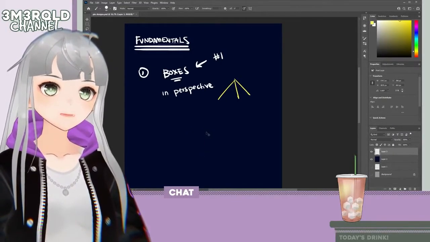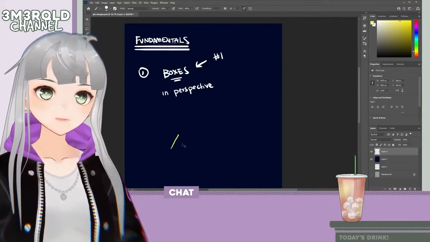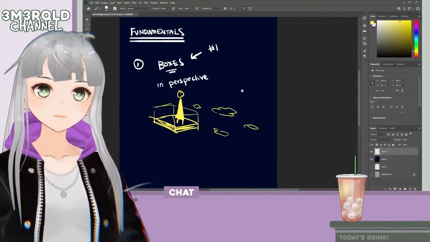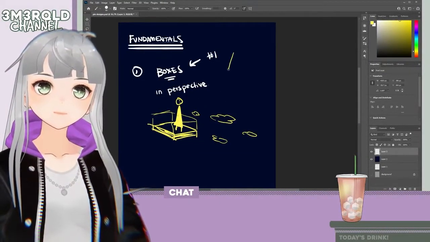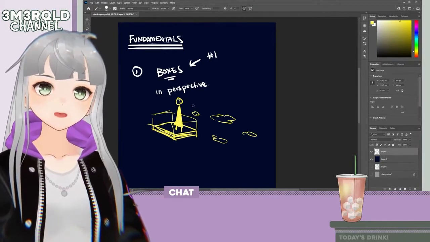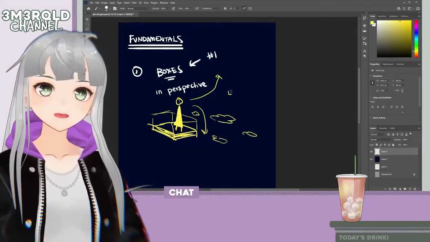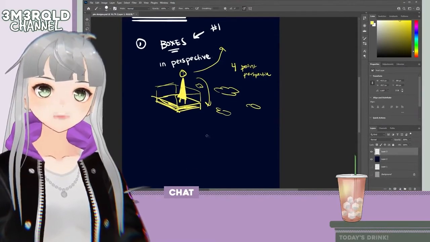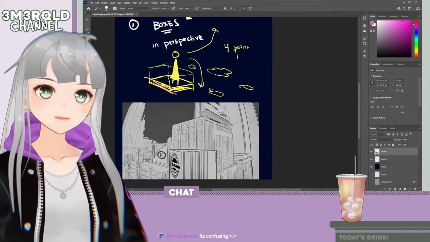I'll give you an example. So let's say you're standing on a platform. So if you're in this position, if you look up, or if you look down, this is a situation where there would be 4-point perspective. So you're not looking underneath the ground, but you're looking down at the ground. So you're standing on a platform.